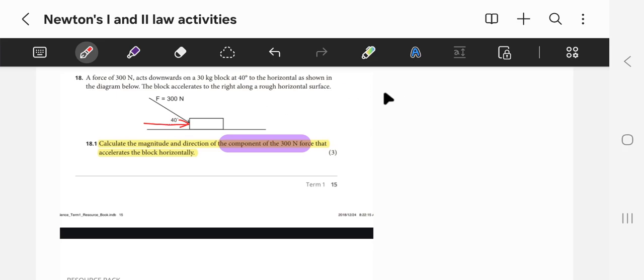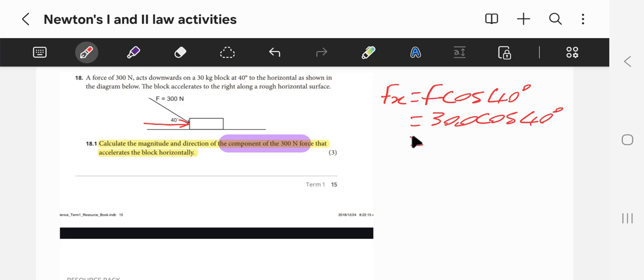So what we are going to do then is to find that component force by saying, since it's the x component, we'll say Fx is equal to this force, which is F cos 40 degrees, and then we'll substitute. Where we see F, we put 300 because F is equal to 300. Then we'll have cos 40 degrees.